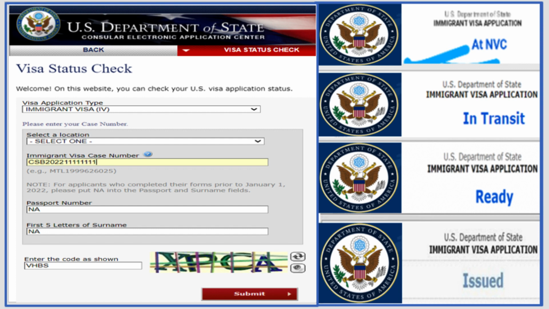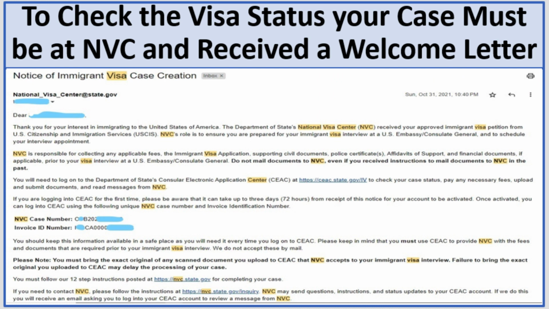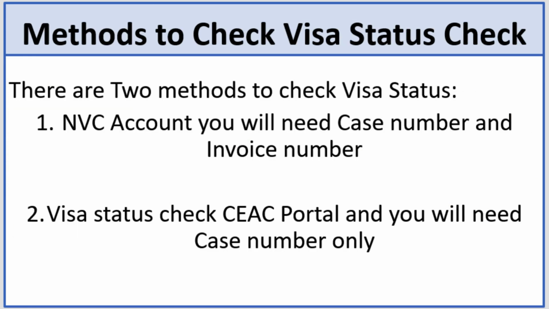To check your visa status, your case must be at NVC and you must have received a welcome letter. This is a welcome letter for immigrant visa, called Notice of Immigrant Visa Case Creation. It will have the NVC case number and invoice ID number. So there are 2 methods to check the visa status. One is through your NVC account. You will need the case number and invoice number, that's what we have from your welcome letter. And the other method is a visa status check through the Consular Electronic Application Center portal, and you will need a case number only.